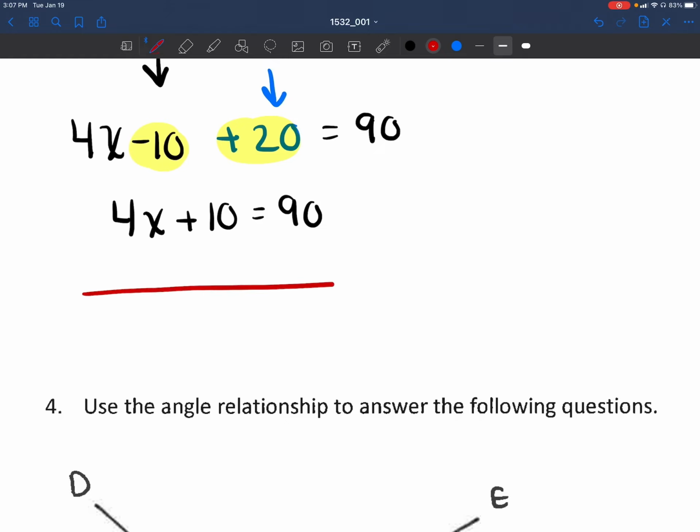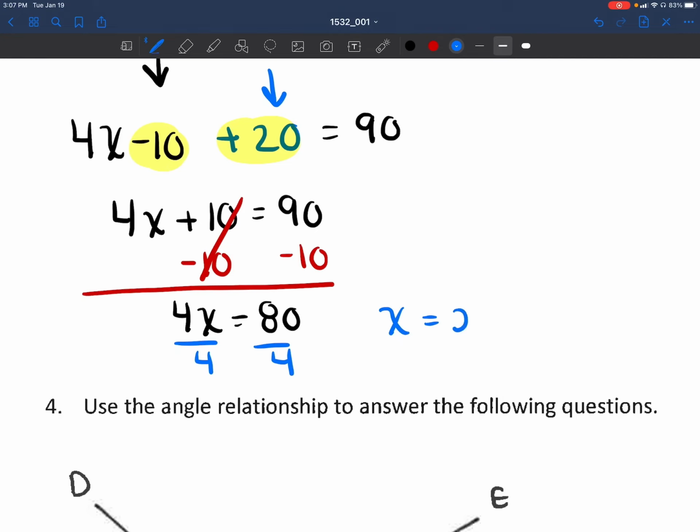We're going to do inverse operation. So plus 10, the inverse is minus 10, minus 10. So now we have 4x equals 80. And the last thing is to divide by 4. X equals 20.